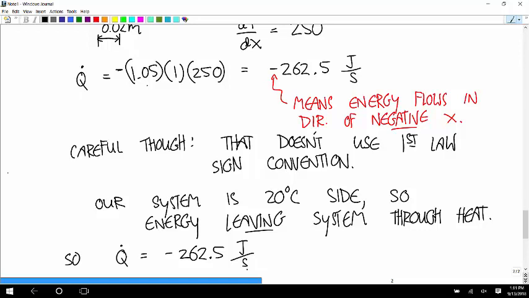So for Q dot, it's negative because we're saying the 20 degree room is our system. Right. So it's the opposite if it's the other side. That's right. So if the outdoors was our system, that Q dot would have been positive 262.